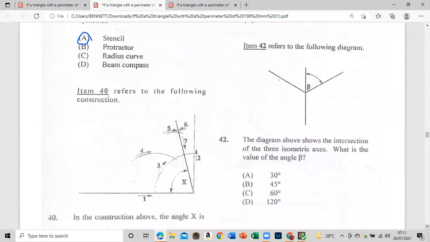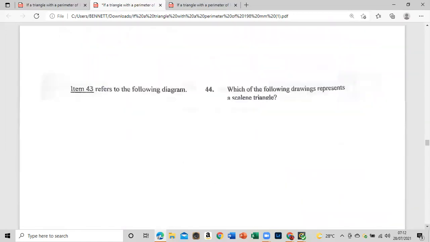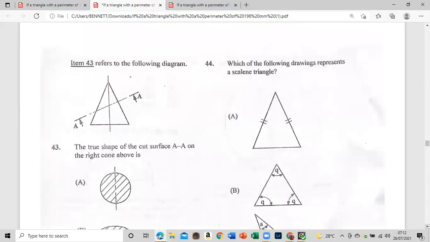The diagram above shows the intersection of three isometric axes. What is the value of the angle? Is it 30 degrees, 45 degrees, 60 degrees, or 120 degrees? I'm going to go with 60, assuming that all of it is 120 degrees and this is half. You guys can share some light, or do some research, and that was not on the answer sheet. It's from my brain. All right, so on to 43.